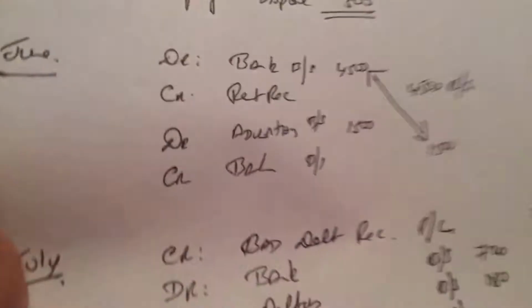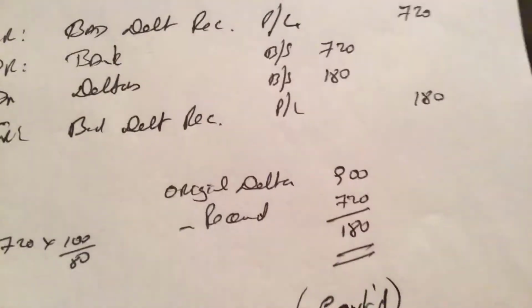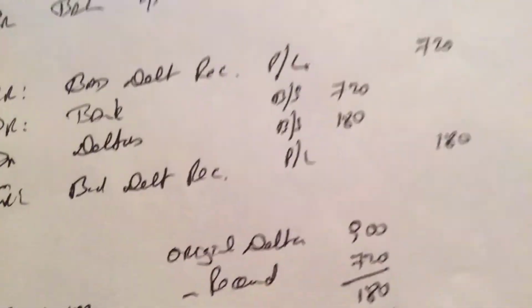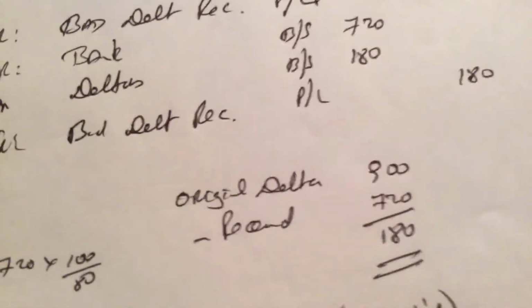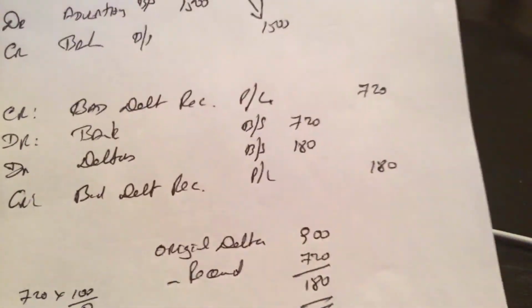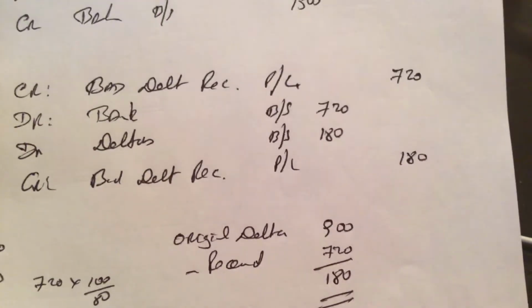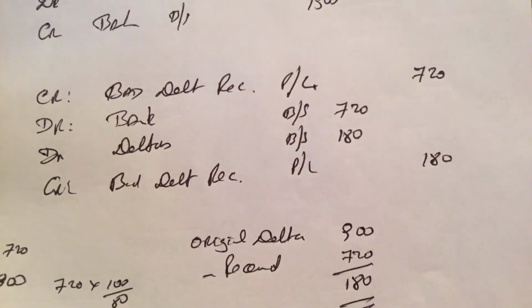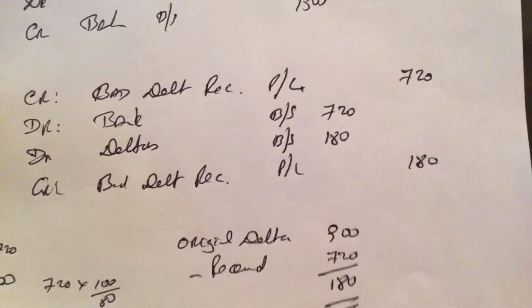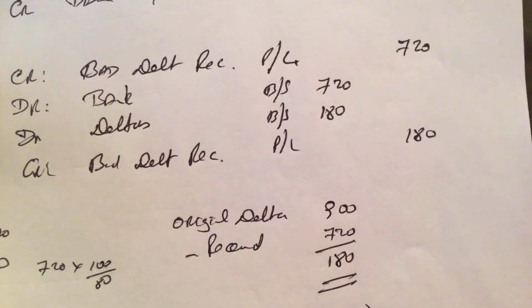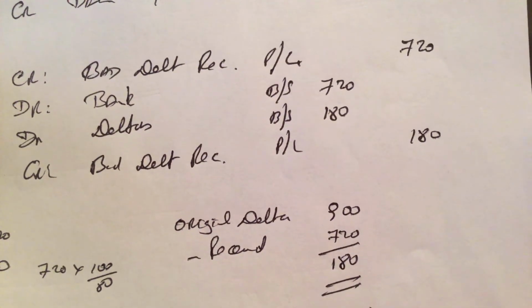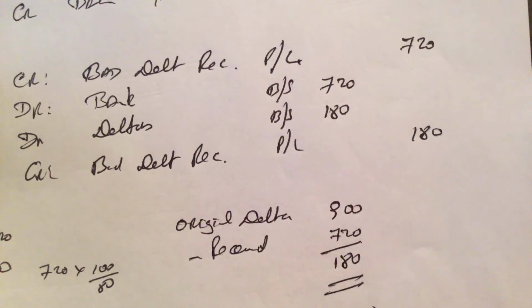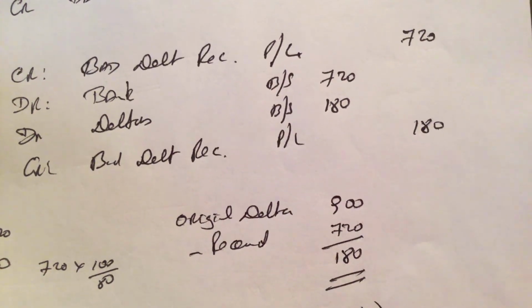And in July they tell us that we have a bad debt recovered. So a payment of 720 euro was received from J. Murphy, a debtor whose debt had been previously written off. So we credit bad debt recovered 720 in the P&L and we debit the bank. This represents 80% of the original debt, and the debtor has undertaken to pay the remainder in February.